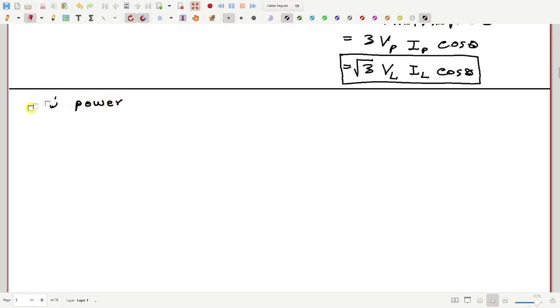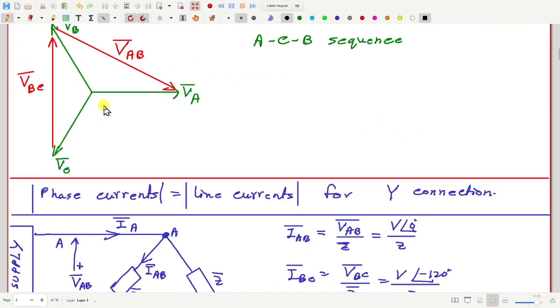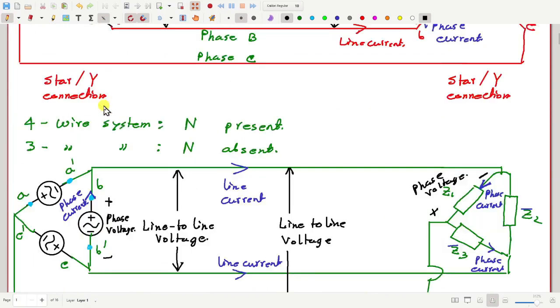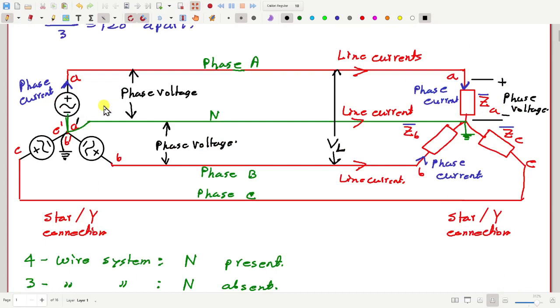Before that, one more thing I have to state. Just let me copy this.